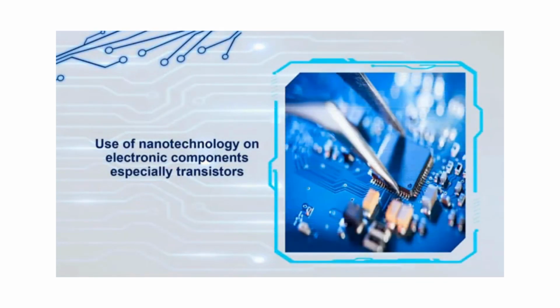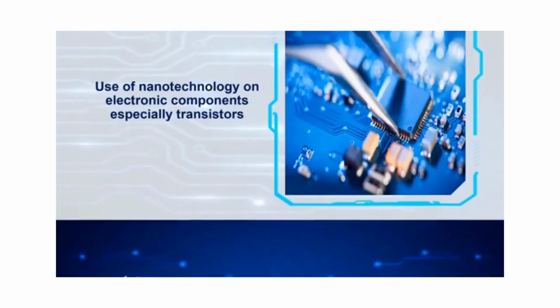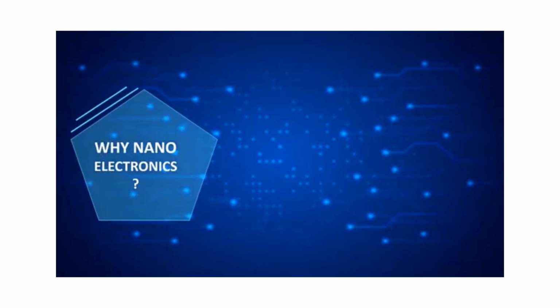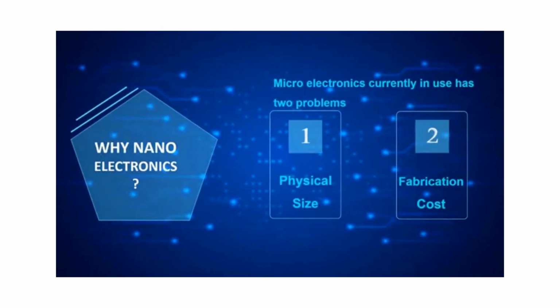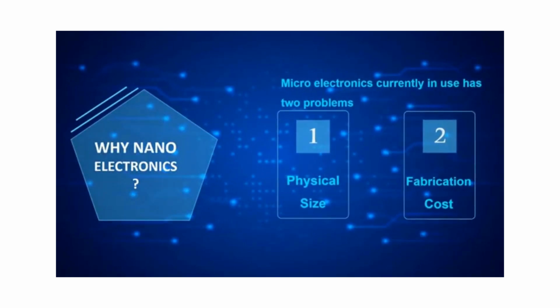So this basically involves the use of nanotechnology on electronic components, especially transistors, etc. Before we move further, we should know why there is a need for nanotechnology in electronics. There are two main problems of microelectronics that are currently in use. First is their physical size and second is the fabrication cost. We can overcome these problems of microelectronics by the advantages of nanotechnology.